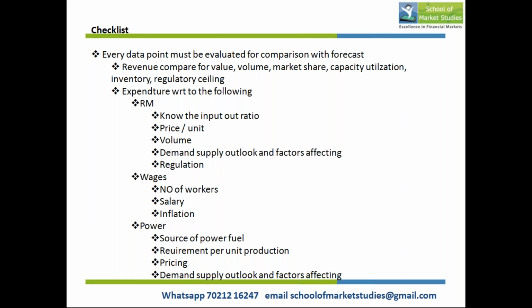Then as we saw price per unit and amount required, input output ratio, then you need to know how much power you need per unit production, what is the pricing, and again demand supply outlook and factors affecting it. So if crude oil goes up, natural gas also goes up in sentiment. When natural oil goes up in sentiment, furnace oil might become cheaper, pet coke might become cheaper, coal has moved down, so we need to see an interplay of all these factors and see how they will impact us.